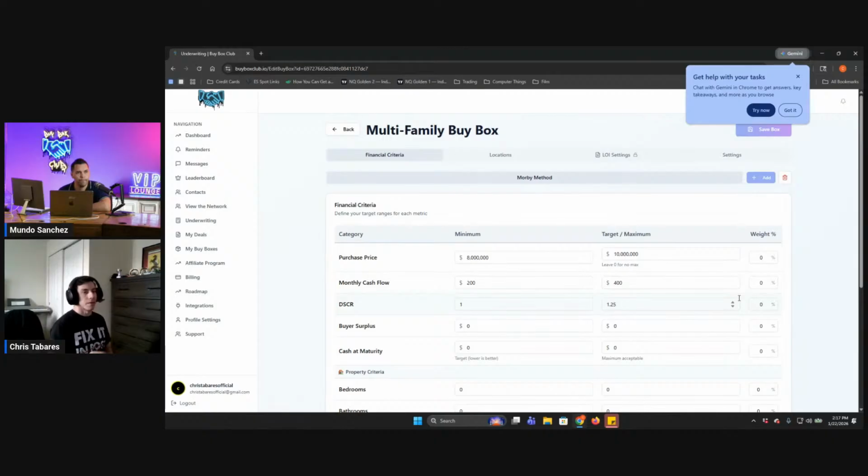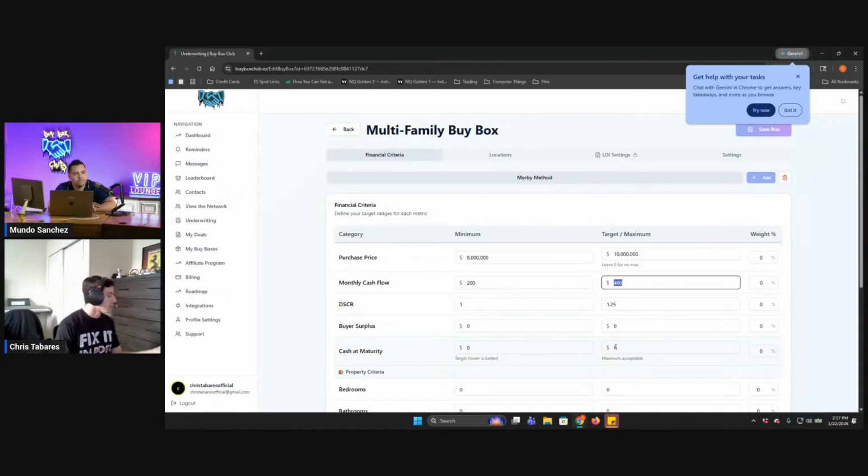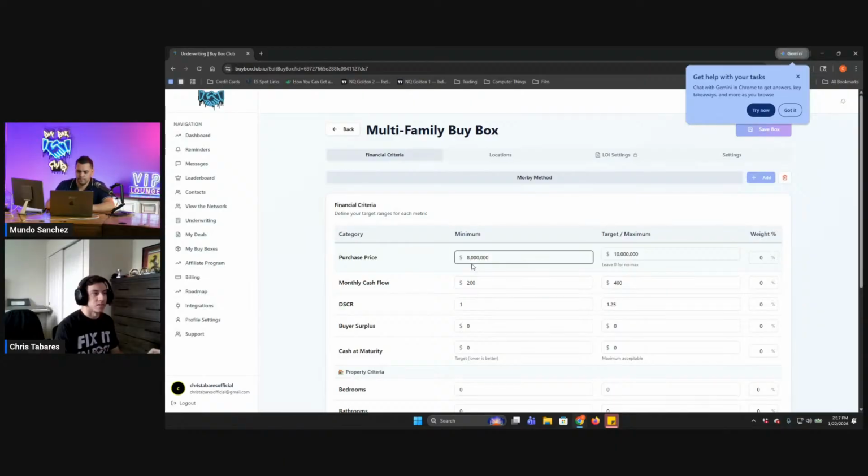Yep. All right. Next one here is monthly cash flow. So my buyer did not give me a specific dollar amount, but he did give me a cash on cash percentage. He said 8 to 10%. So I guess I can go in the middle, say 9%, or I can make the math easy and say 10% of 8 million and do that dollar amount.